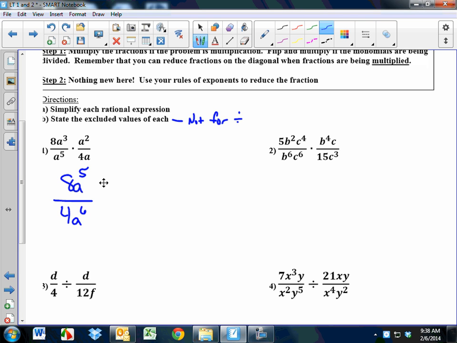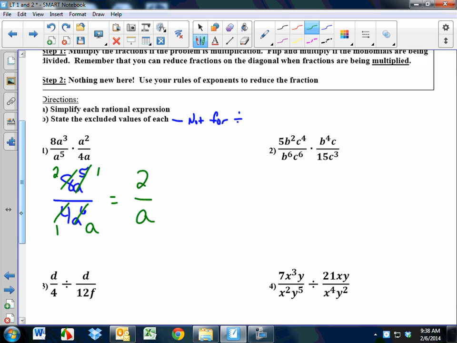And then this is an old problem, nothing new here. We can reduce 8 over 4 because they have a 4 in common to 2 over 1. And we can reduce a to the 5th over a to the 6th to 1 in the top, a in the bottom. So what's left? 2 times 1 in the numerator, 1 times a in the denominator, so 2 over a.